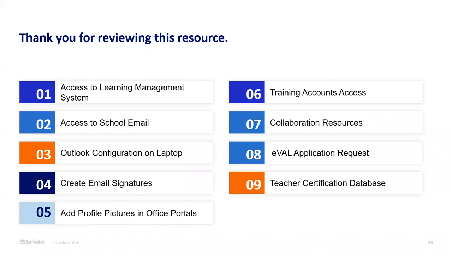So this concludes the school level onboarding. So hopefully you have access to the learning management system. You know what your school email address is. You know your next steps for requesting Outlook configuration on your laptop. You are ready to create email signatures for all of your accounts, K-12 Stride and school level account. You can add profile pictures within those accounts as well.